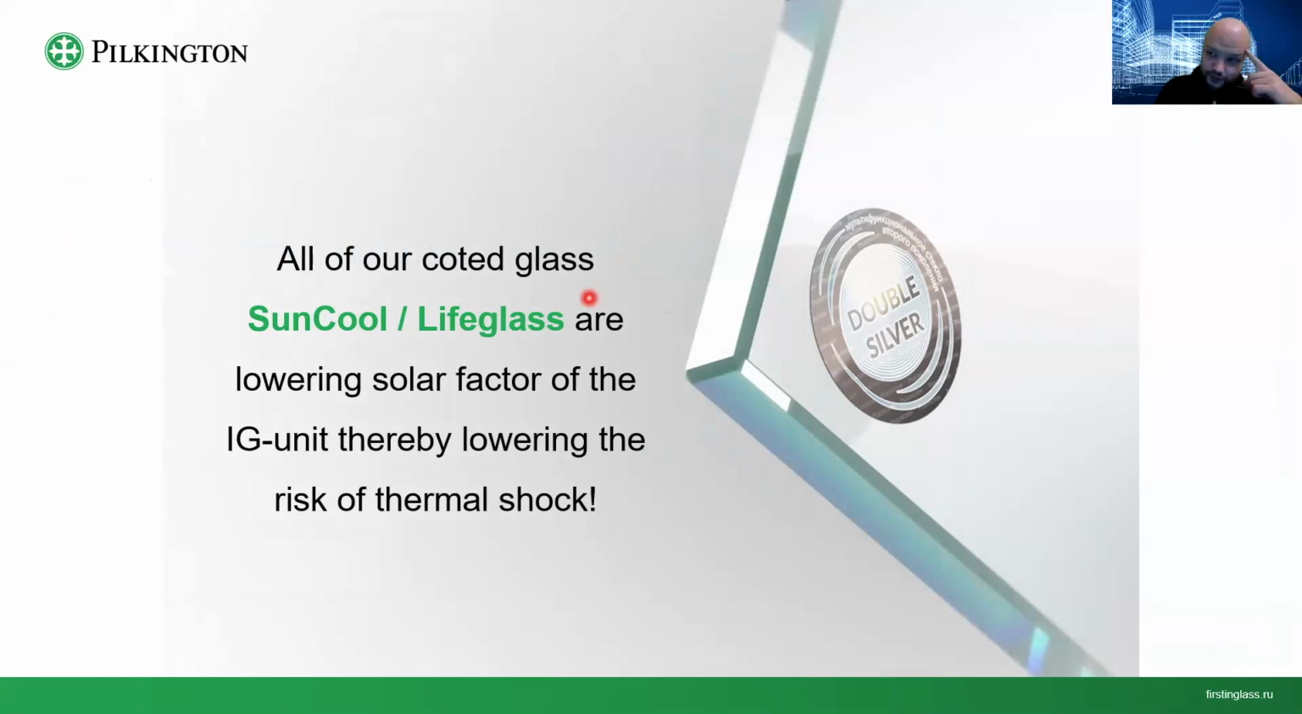If in your IG unit you are using a solar control soft coated glass like Suncool, Life Glass, what does it give to you? It reflects back a lot of solar heat. That means it transmits inside a lot less solar heat than usual. And that actually helps you to lower the risk of thermal shock on your IG unit, because it will not be heated as much. Helpful? Sure.